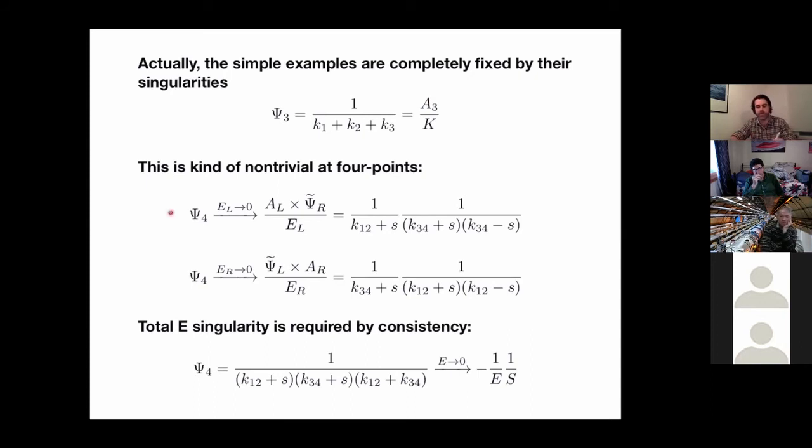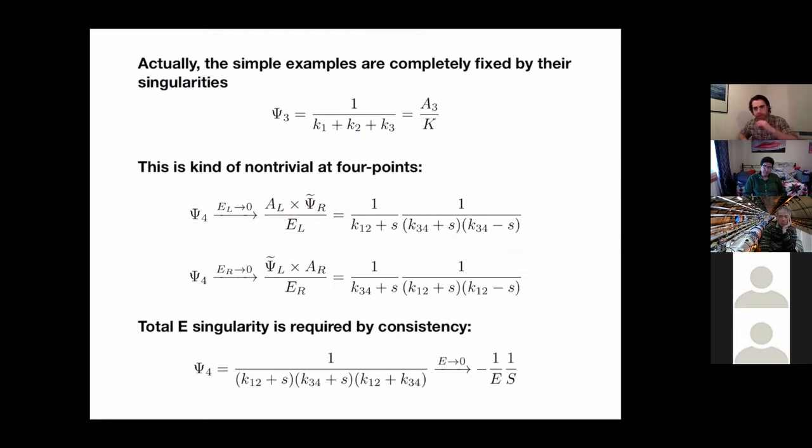So I have some object and I want to demand that when the energy associated to the left vertex goes to 0, it takes the following form. It looks like the left amplitude times this shifted right wave function coefficient divided by the left energy. The way I'm writing it, K12 is just K1 plus K2, and S is the energy of the internal particle. So this is just the singularity that I want.